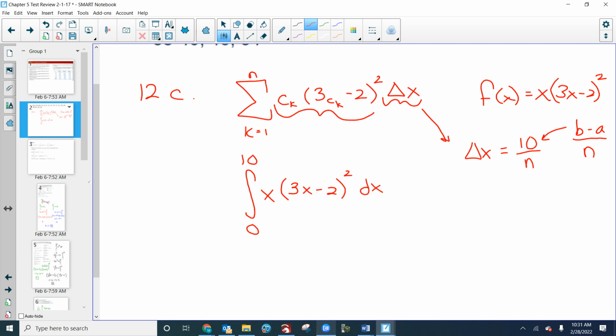1 unit each. And then they went on to say, write the limit as n goes to infinity. The limit as n goes to infinity. So now, how wide are these? 10 over infinity. They're infinitely narrow. Those c sub k's just turned into x's because there's so many of them. Good. That was just a write it but do not solve it kind of problem.